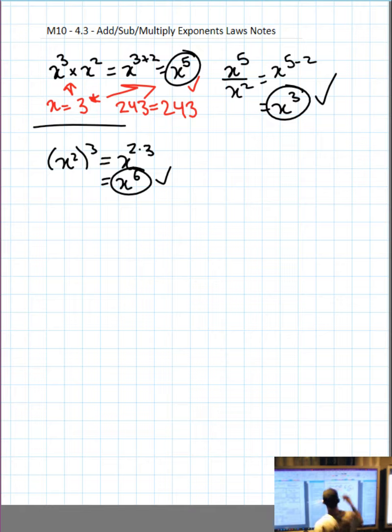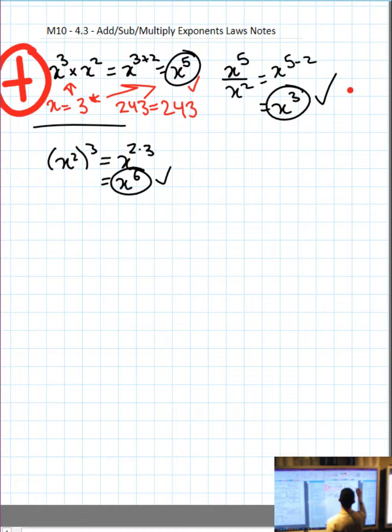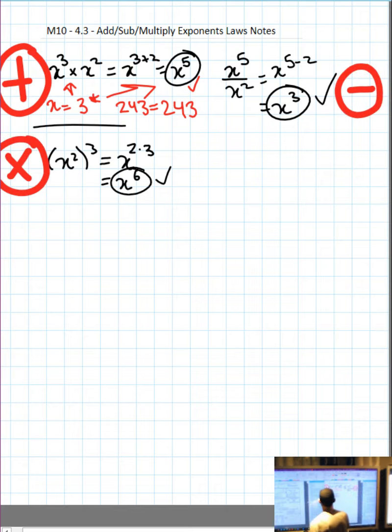So, we've added exponents, we've subtracted exponents, and we've multiplied exponents. In review, when we multiply with the same base, we add the exponents. When we divide with the same base, we subtract the exponents. When we have exponents to exponents, we multiply the exponents. Reading from the notes, ultimately, you will either use exponent laws or repeated multiplication and division theory.